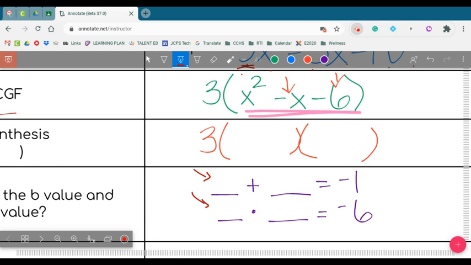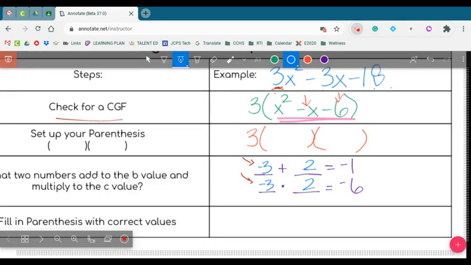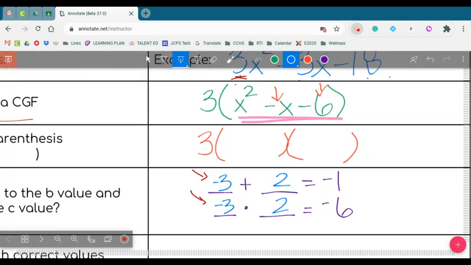Well, you're going to have to subtract because one of them has to be negative. So you could do 3 and 2. One of them is going to be positive and one of them is going to be negative. So you're going to have -3 and a +2. Now, sometimes you'll kind of have to wiggle these around. So it says fill in the parentheses. So remember, we're going to have x as the first term, and then we're going to have -3, and then we're going to have +2.